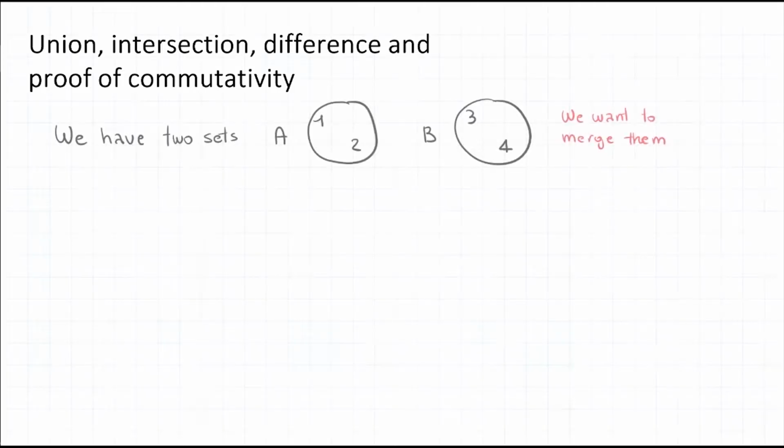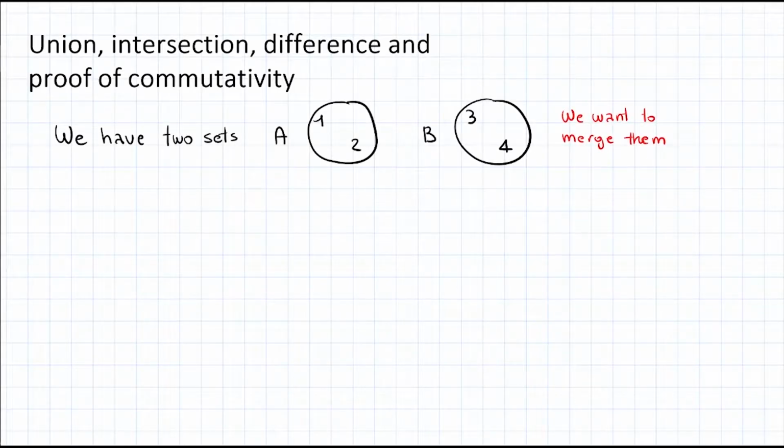Hello everyone, and in this lecture we're going to introduce the concept of union of sets, intersection of sets, difference of sets, and eventually we will prove the commutative property of union and intersection of sets.